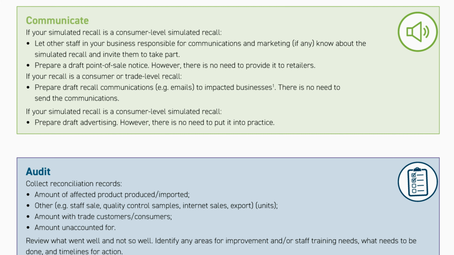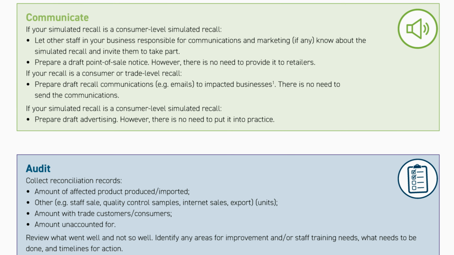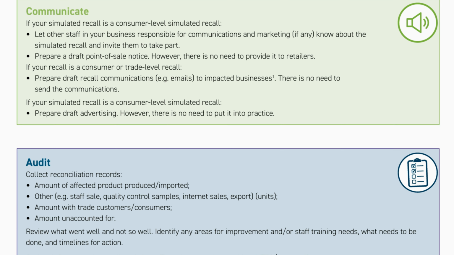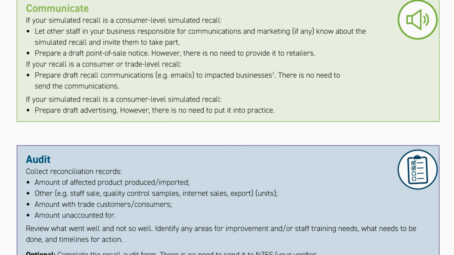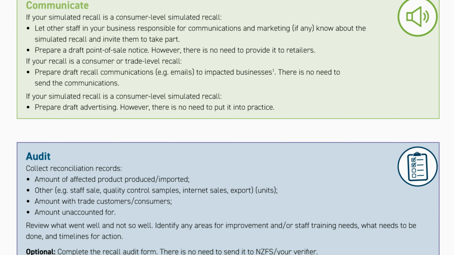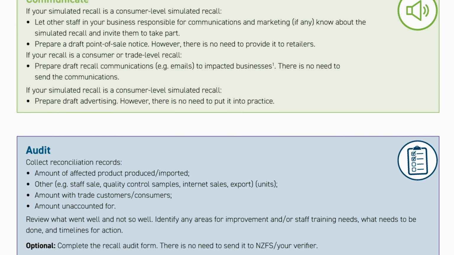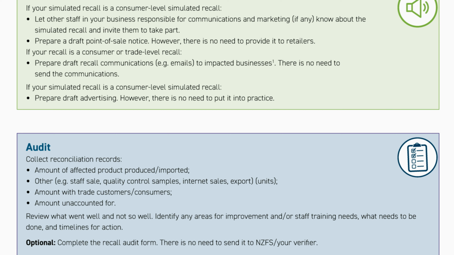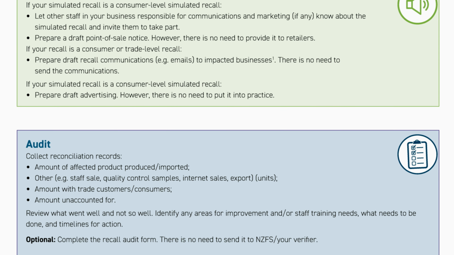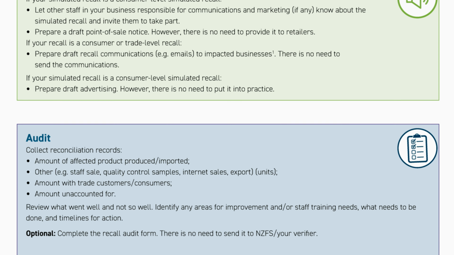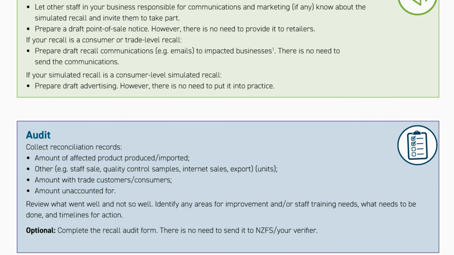Audit. Collect reconciliation records: amount of affected product produced, imported, other, for example, staff sale, quality control samples, internet sales, export, units; amount with trade customers, consumers; amount unaccounted for. Review what went well and not so well.